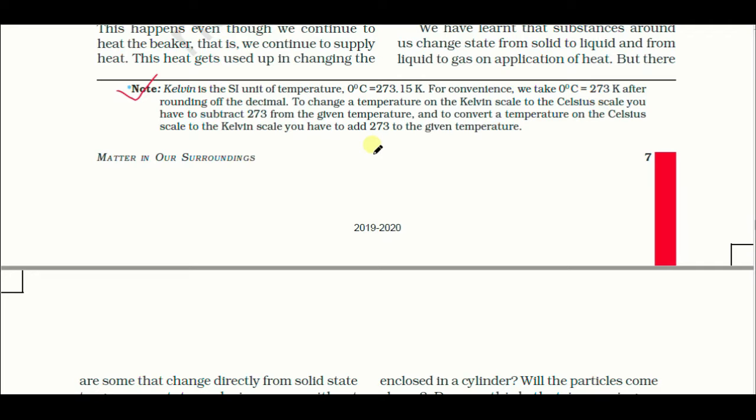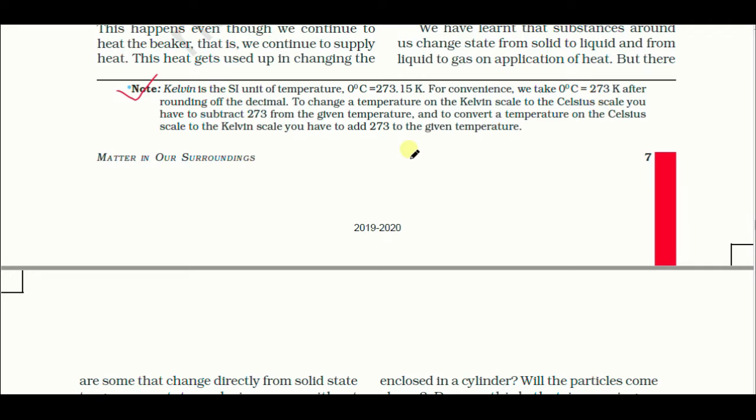Suppose it's given 25 degree centigrade temperature. If you want to convert 25 degree centigrade temperature into the Kelvin scale, then we have to add 273 to 25. It will give 298 Kelvin. So 25 degree centigrade is equal to 298 Kelvin.